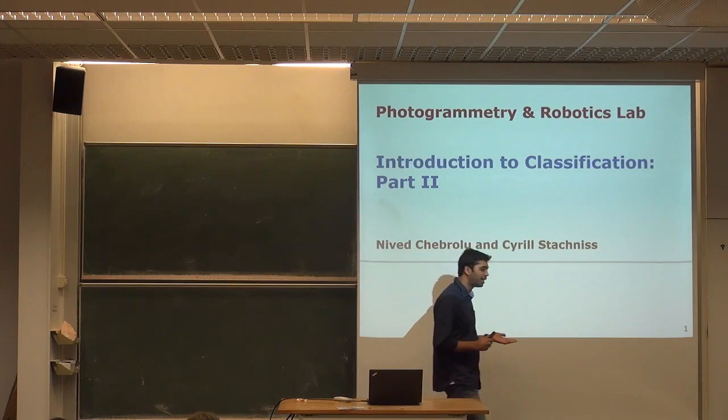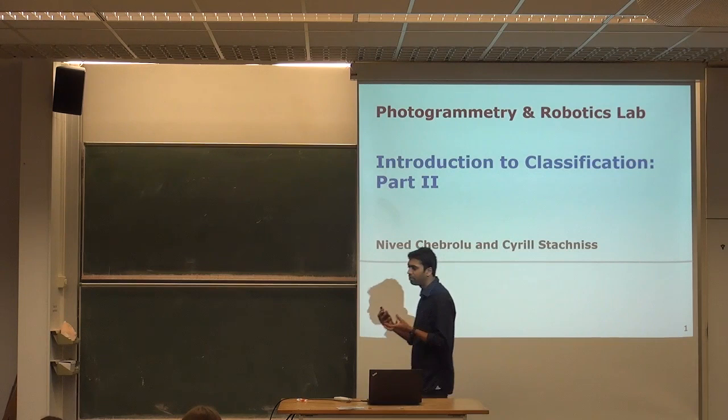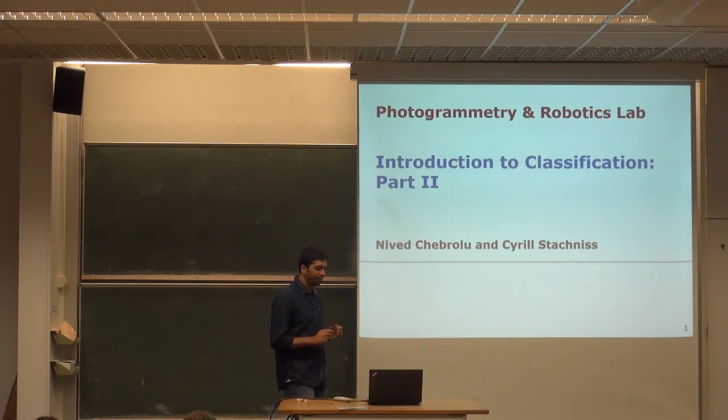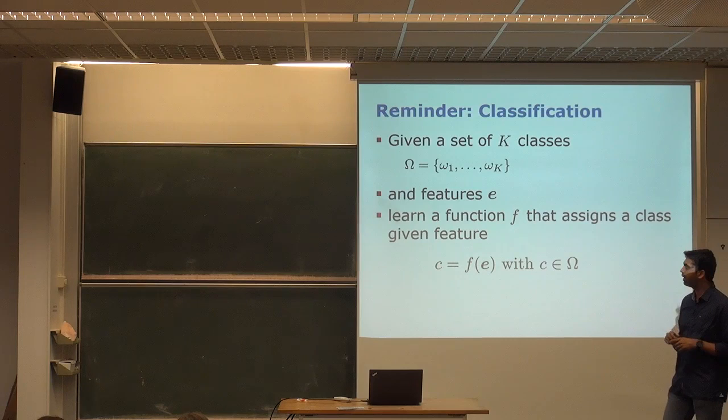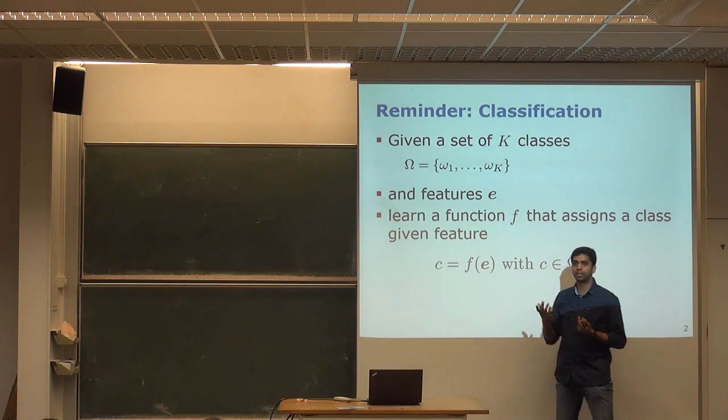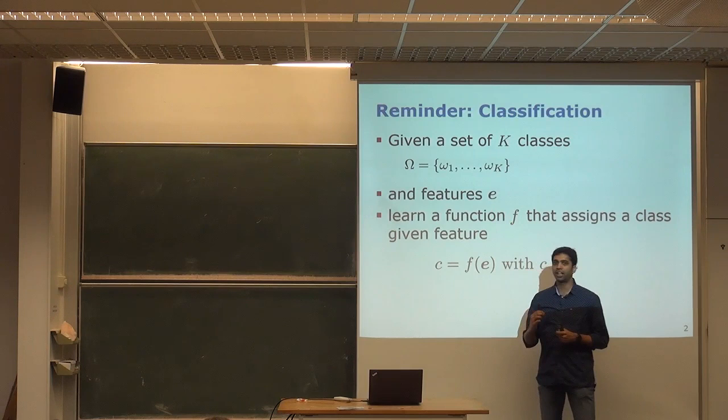So this idea is also called ensemble classification, where you put together a bunch of different classifiers to generate a new classifier. Right? Okay. So just as a reminder, the classification problem is defined like the following. You have a set of k classes, omega 1 to omega k, and a feature vector e. The goal is to learn a function f, which takes in this feature vector e and spits out a predicted class. So c is the prediction that your classifier makes.